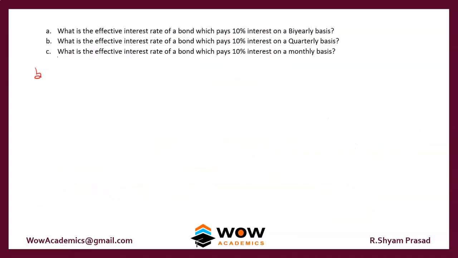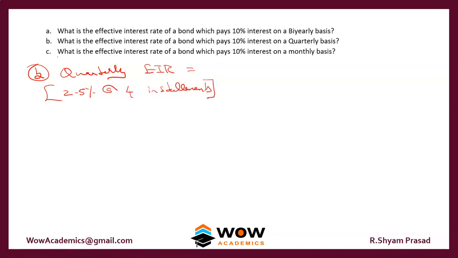So we'll work out the quarterly EIR and the monthly EIR. So we'll work out the quarterly EIR here. Quarterly EIR means we are going to receive an interest of not 10% but 2.5% in 4 installments. So that is what this formula tells you. So we'll start. The formula again works like this: 1 plus 0.1 divided by M, which here refers to 4, into 1 into 4. So that is what the formula is.